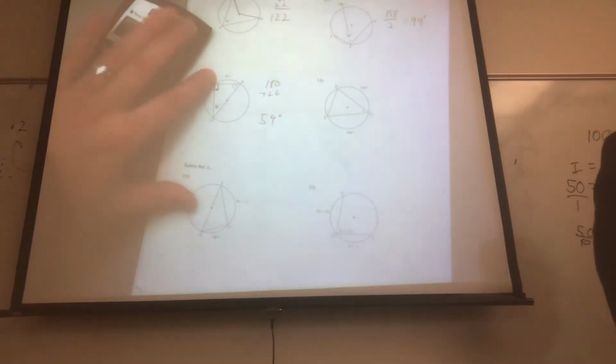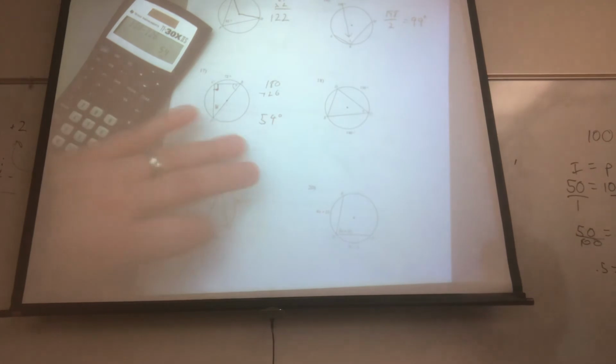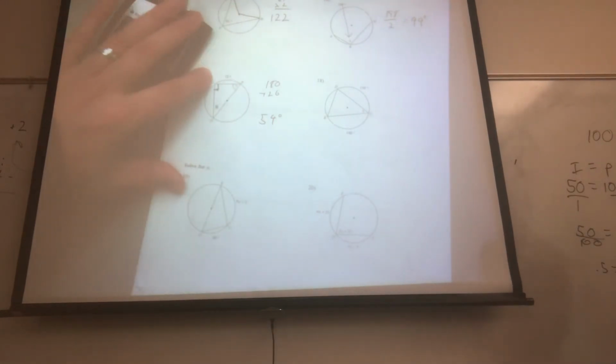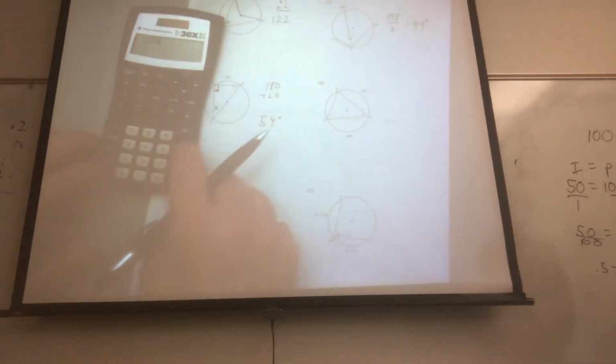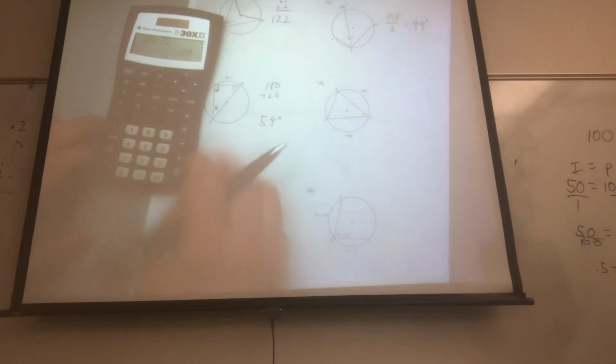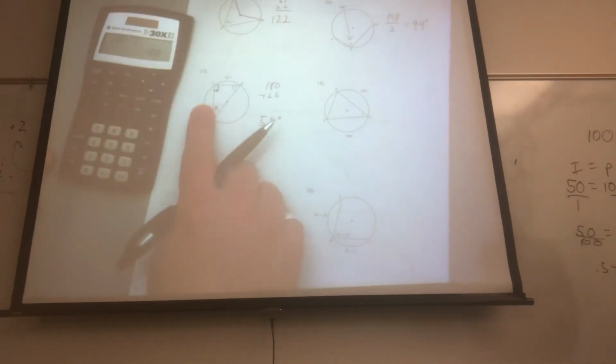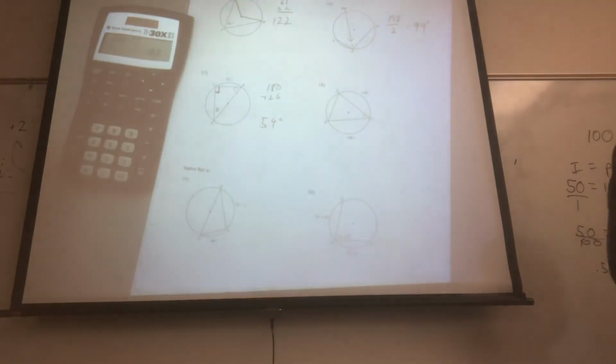If they ask us for this arc, we could have taken 180 minus 72, and it should have given us... 180 minus 72. Yeah, we get 108, and we cut 108 in half to get 54. So there's a couple different ways you can work that one.